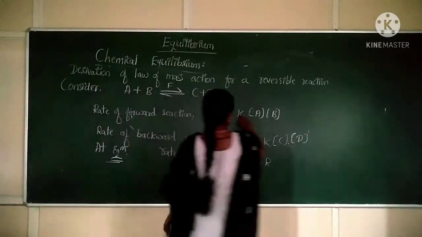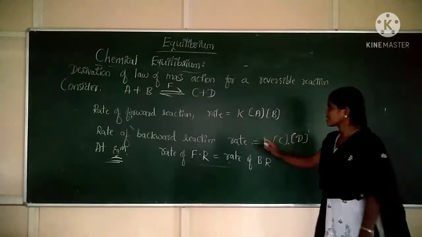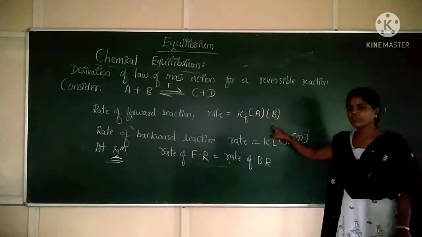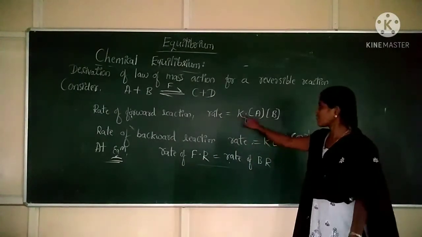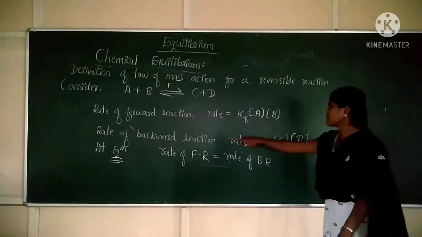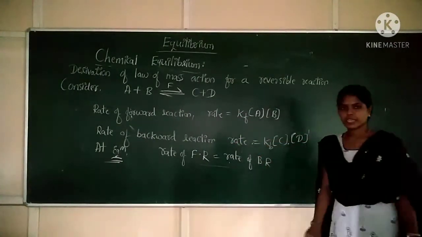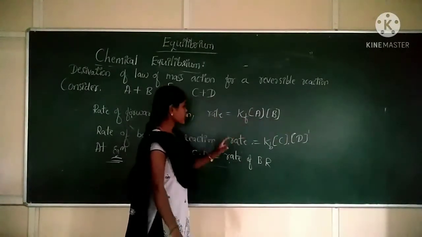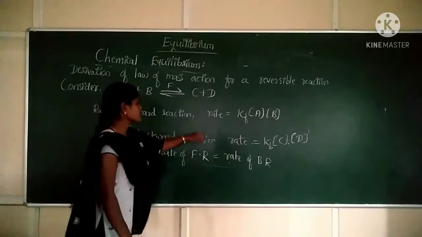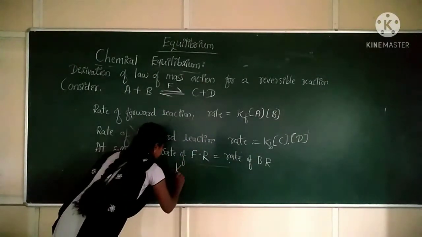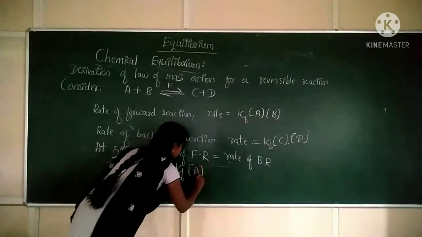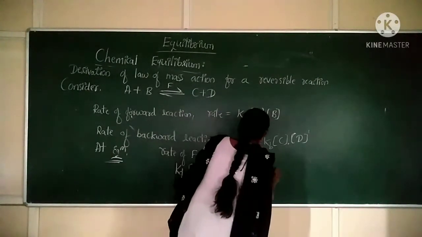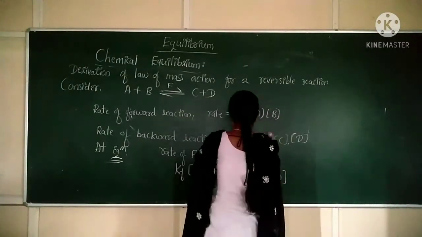Here the two Ks would have the same value, which will be confusing, so I take them as KF and KB. Why KF? Because it is for the forward reaction, and KB for the backward reaction. Now equate these two equations. Rate equals KF into A into B, rate equals KB into C into D. Equate these two, and you get KF into A into B equals KB into C into D.